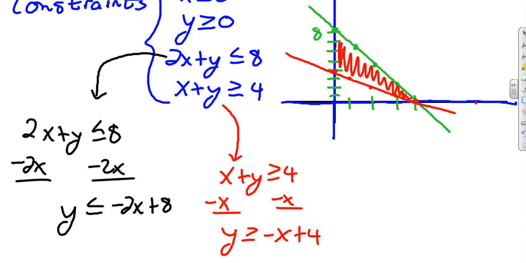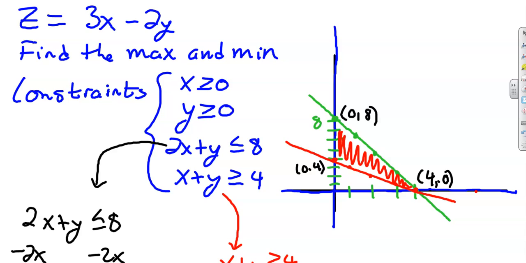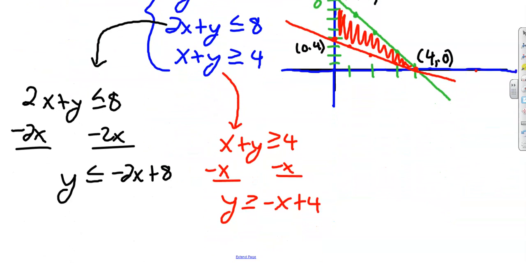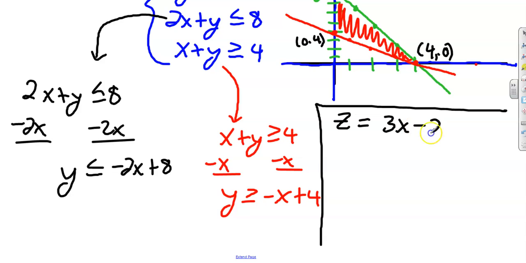Okay, so from there you've got to go back and get the 3 ordered pairs in this case. This is at 0, 8. This would be at 0, 4. And this is at 4, 0. And we're going to take those 3 ordered pairs and plug them back into that function. Okay, and just go through the numbers there.